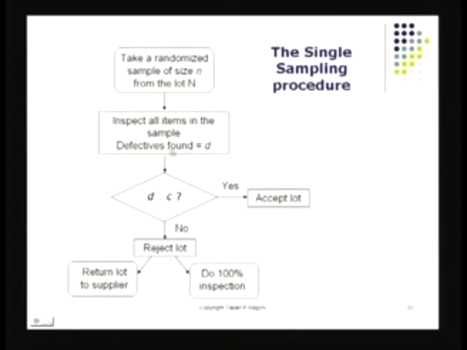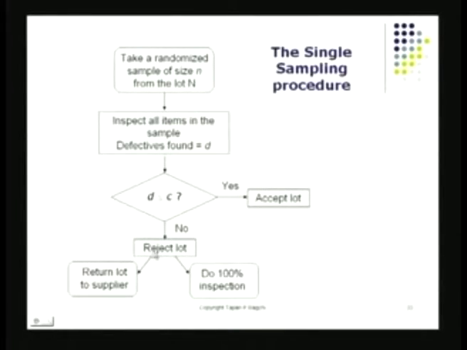And let's say I found D defective items in that sample of size little n. Then I compare that D to this control number C. C corresponds to little n. C and n, they are tied together. They together provide us the risk protection that we want. If D is less than or equal to C, accept the lot. This lot is quite all right. But if this D exceeds C, I come down this way, I reject the lot.